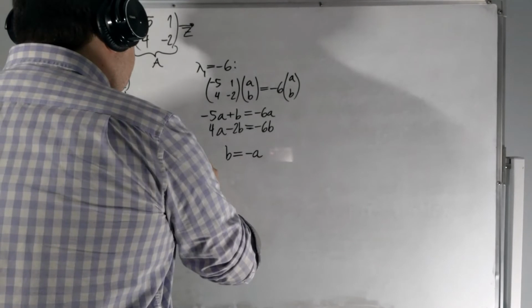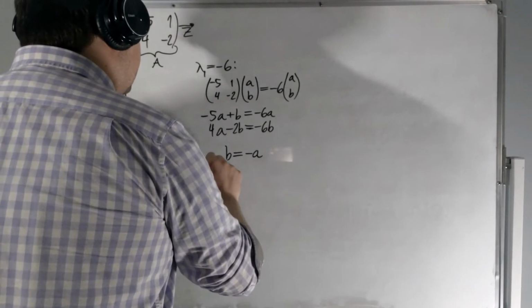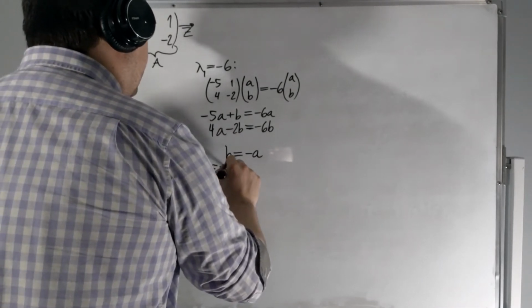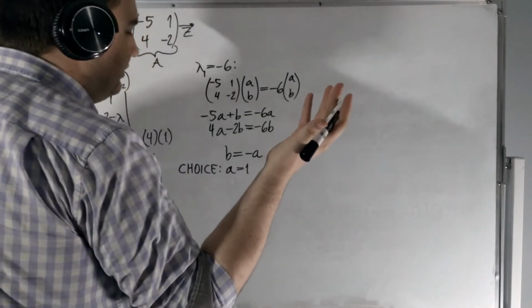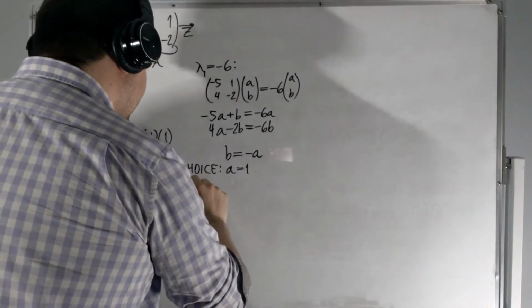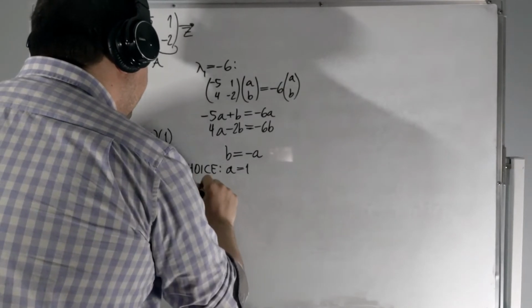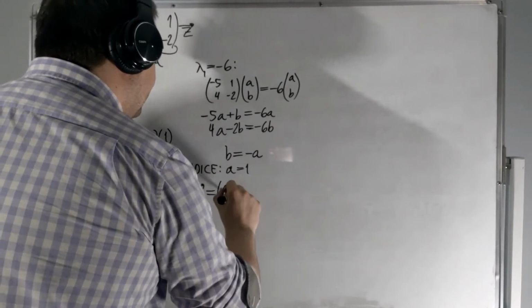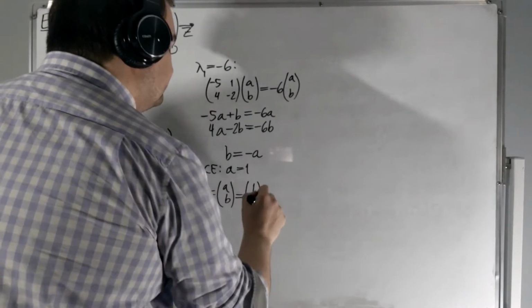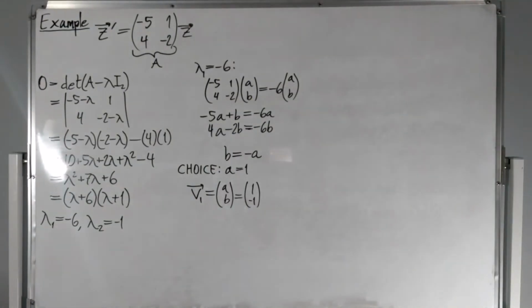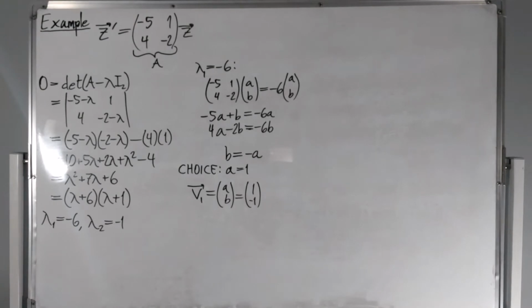So let's make the choice a equals 1, for no particular reason. In that case, the vector v1, which is (a, b), is going to be (1, -1).